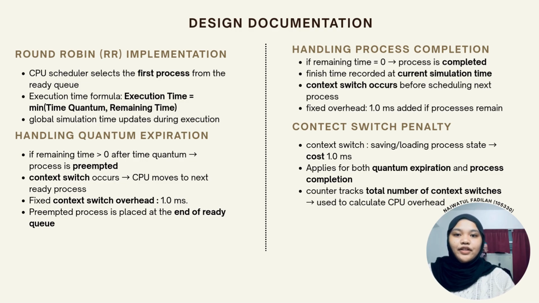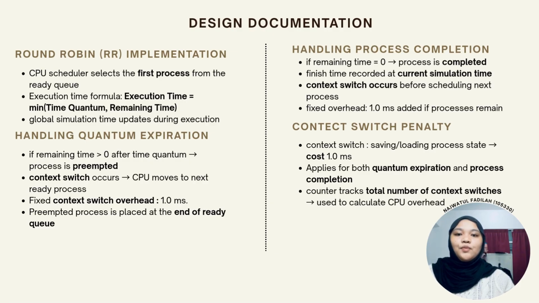Round robin implementation. For our simulation, we implement the round robin scheduling algorithm. The CPU always selects the first process in the ready queue. Each process is executed for a time determined by the minimum of the time quantum and the process's remaining CPU time. While a process runs, we increment the global simulation clock to reflect the time spent executing.